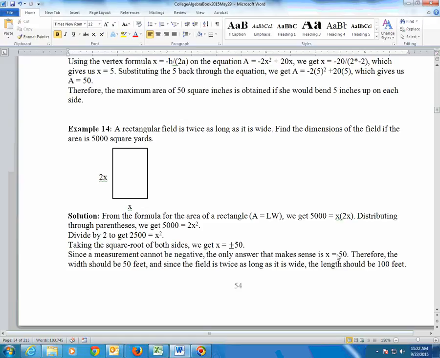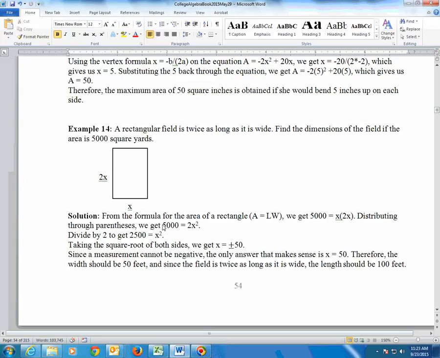So actually this would be the width right here, because that's why sometimes it's worth it to label these things with W, and this one is L right here. And so if this is 50, then 2 times 50 would give me the length, and 2 times 50 is 100. And if you check it, 50 times 100 is 5,000, and that's what we're looking for.